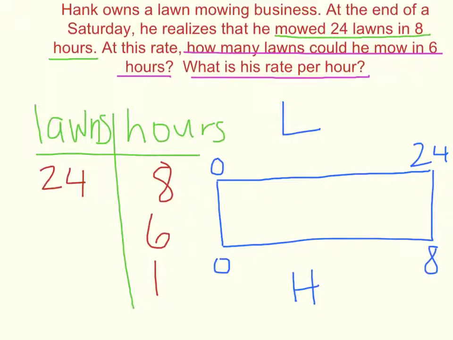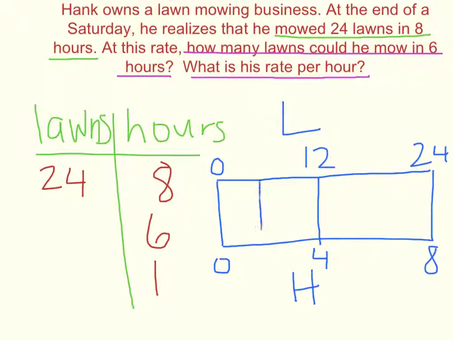I like to find the unit rate first because it's way easier to multiply after you've found 1. So in order to get to 1, the first thing I can do, as I look over here at my top hours, I want to get the hours to 1, I can take half of 8. That works really nicely. Or divide 8 by 2. Same thing. And if I do that, I get 4 hours. Half of 8 hours is 4 hours. And I also have to take half on the top. Half of 24 lawns is 12 lawns.